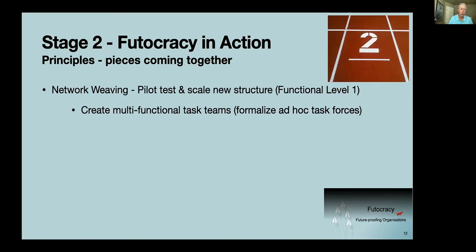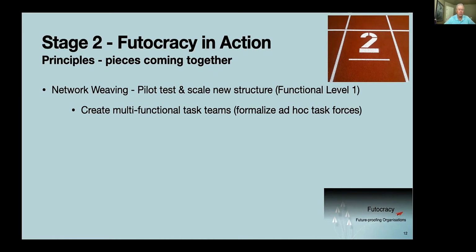First is the network weaving. This can be done where you're starting to pilot test and scale a new structure, looking at a functional level. What parts of the organization can be split out into a network and start to operate that? When you look at a traditional organization, the hierarchy is the formal aspect, but within the information systems and the informal network of how people daily communicate, there's already a network structure in place. This is examining that structure and starting to make it a little bit more explicit.